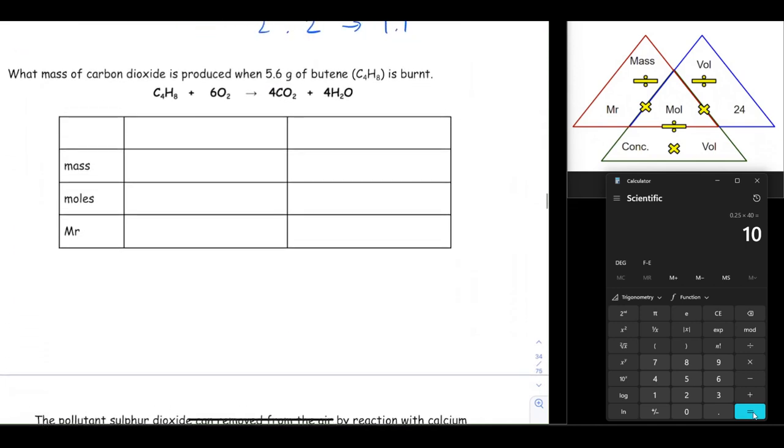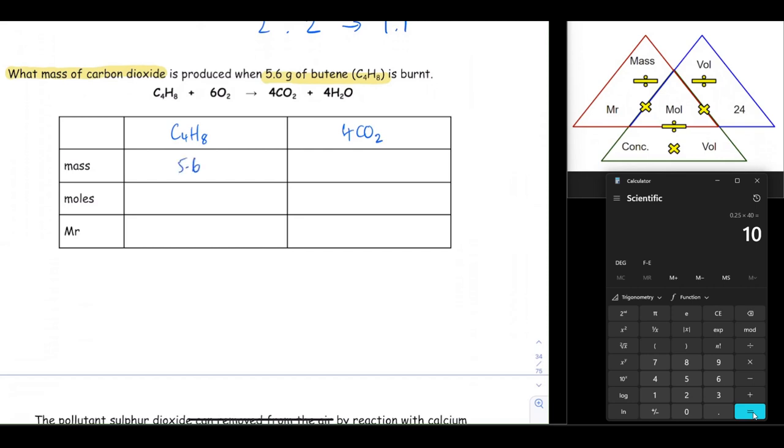What mass of carbon dioxide is produced when 5.6 grams of butene is burnt? Don't worry if you don't know what butene is, really doesn't matter. All I need to know is what mass of carbon dioxide when 5.6 grams of butene is burnt. So I look at my molar ratio and I'm saying I'm burning C4H8 because the question has told me the formula of butene, and I'm going to produce 4 times as much CO2 as given by my chemical equation. I've got 5.6 grams of that.